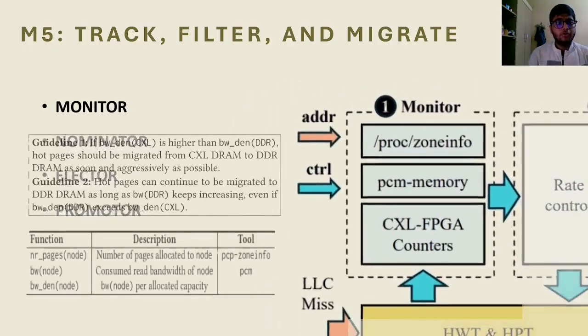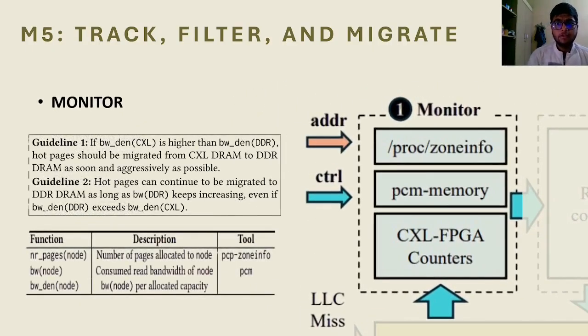So here comes the role of the monitor. Monitor collects the statistics of the tiered memory system to identify whether migrating hot pages to DDR DRAM is useful or not. To do this, it uses three functions: NR pages, which is the number of pages allocated to the node; BW node, the consumed real bandwidth of the node; and BW density, bandwidth per allocated capacity. So by collecting statistics from these three functions, the monitor helps us to determine whether we have to migrate pages to DDR DRAM or not. There are two guidelines in the monitor.